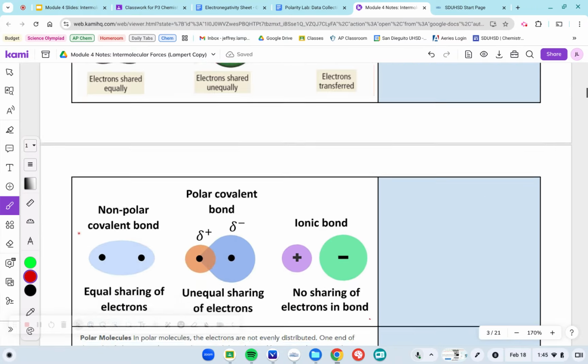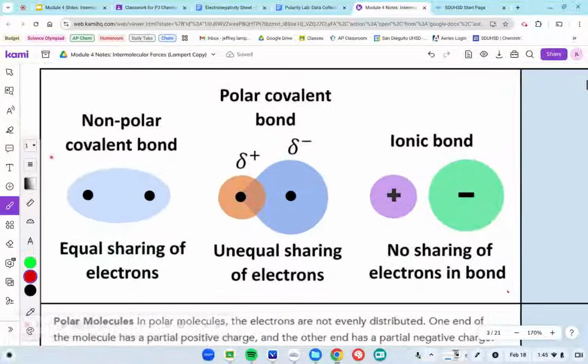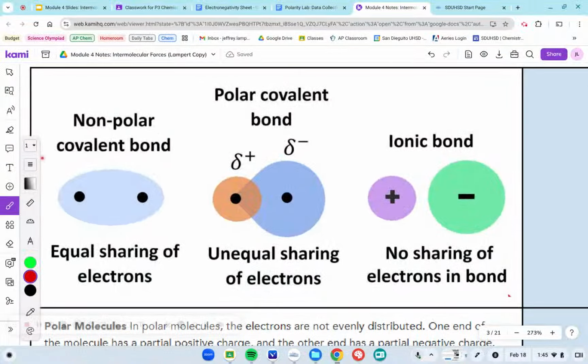Now, another reminder, you saw this slide before. These are representations of polar and nonpolar bonds and ionic bonds, right? If it's nonpolar, we share the electrons evenly. If it's polar, they share unevenly, so we have a negative side and a positive side. And if it's ionic, we have a positive and negative ion, because a full electron got transferred from one to the other. Questions so far?